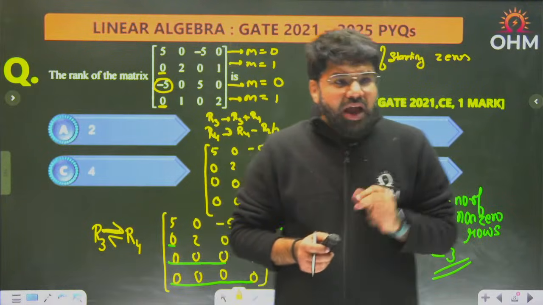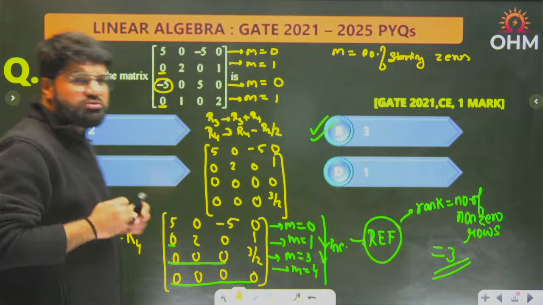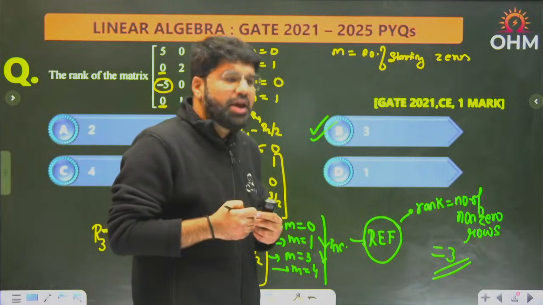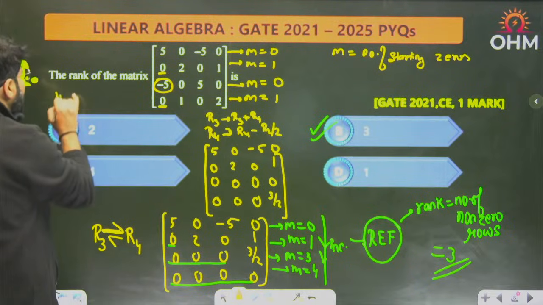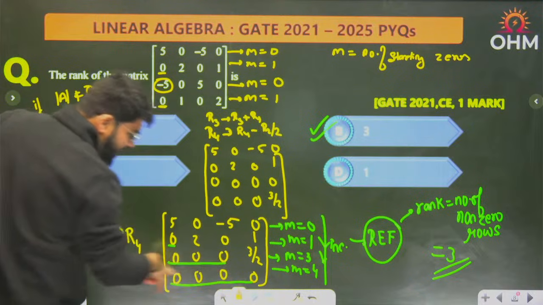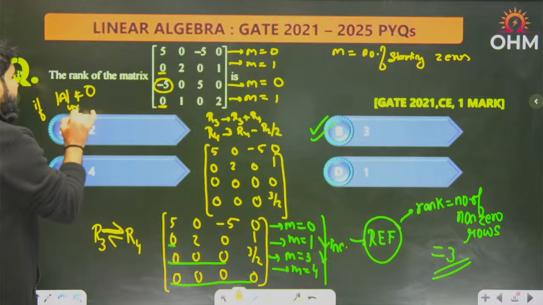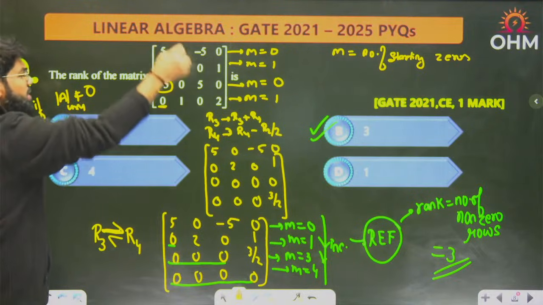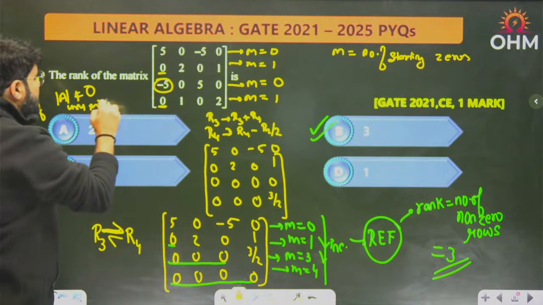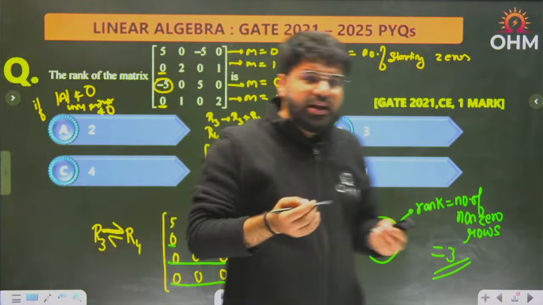Now, if I had checked the determinant of this matrix, I did not check because a 4 cross 4 determinant will be time-consuming. But suppose the determinant of the matrix was non-zero. Here it will be 0 because you have an entire row of 0. But if the determinant was non-zero, then there is a 4 cross 4 minor which is non-zero, and rank will be 4.